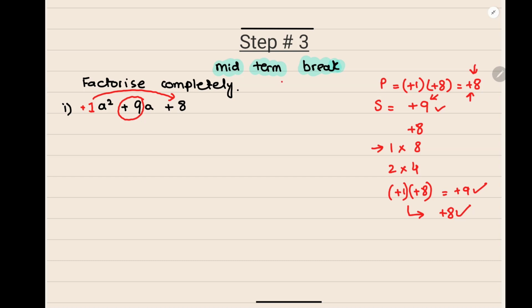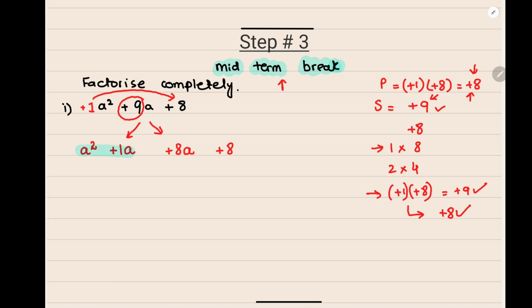So what I need to do is the middle term break method. Your first term will be written as it is, a², and your last term will be written as it is, +8. You just have to break your middle term. So the middle term will be broken according to this. So I need to write a +1 and a +8. Now the middle term has the variable a, so you need to write these variables. That's it. Now you have to factorize it accordingly.